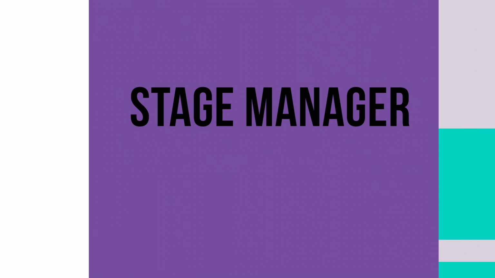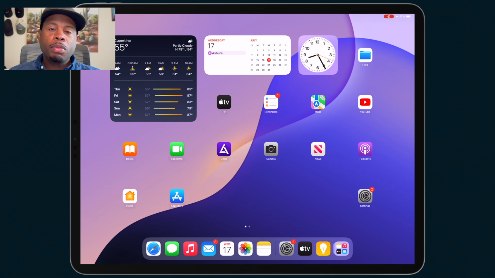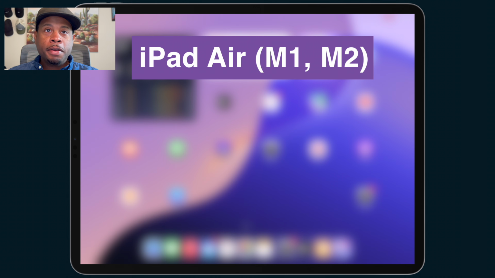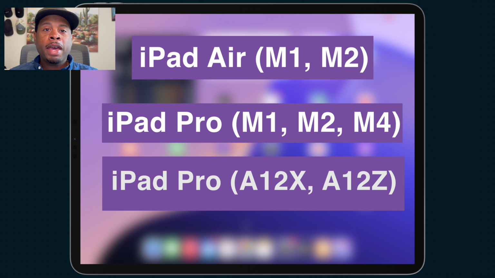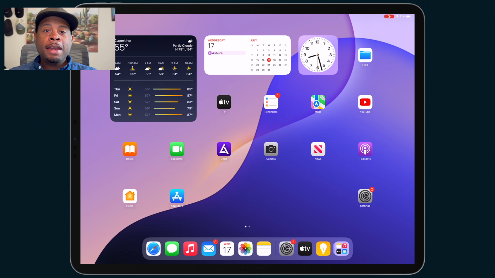The more advanced form of multitasking on iPadOS is called Stage Manager. Stage Manager gives you the ability to have up to four apps or four windows on screen at the same time in floating windows. It brings a more laptop-like multitasking paradigm to iPadOS. iPads that can take advantage of this are the M1 and M2 iPad Air, the M1, M2, and M4 iPad Pros, and then the 2018 and 2020 iPad Pros, which have the A12X and A12Z chips in them, respectively, but you don't get external display support, which is a part of Stage Manager. So how do you get in and out of Stage Manager?